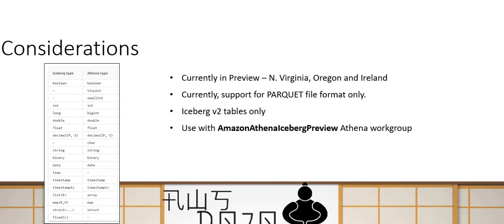Right now the data file you create is created in a Parquet format, and other formats are not supported. Specification wise, it uses the Iceberg v2 table specification. So especially if someone is using Iceberg and wants to move to using Athena or S3, it's good information for them that it uses the Iceberg v2 specification. And right now you have to create an Amazon Athena Iceberg preview work group in order to use these tables from Athena. So a few considerations, important ones for you to understand.